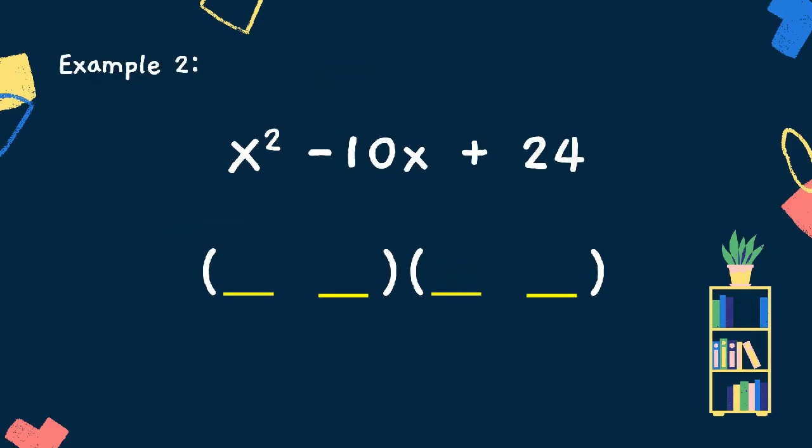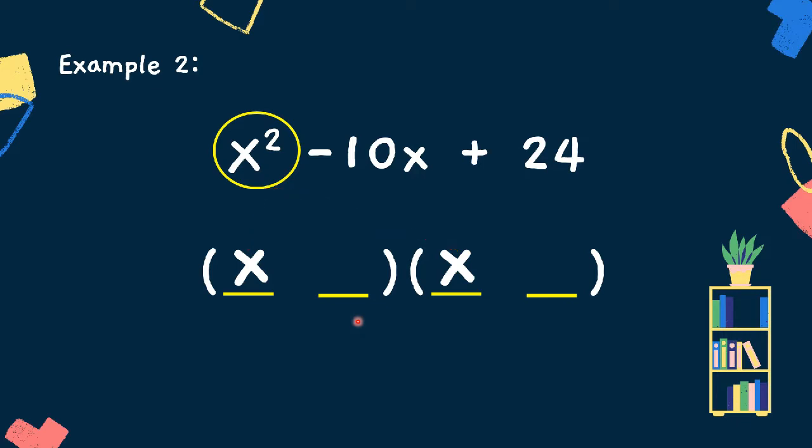Next, we will try another polynomial. Example number 2 is x squared minus 10x plus 24. We will look for the factors of this quadratic polynomial, and the factors are written in this form. First step is to look at your first term, x squared. What are the two factors of x squared? We have x times x. So x and x will give you the product of x squared.